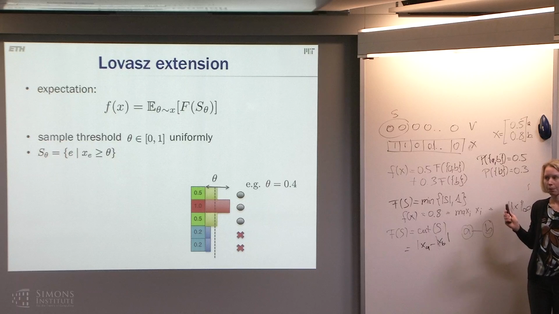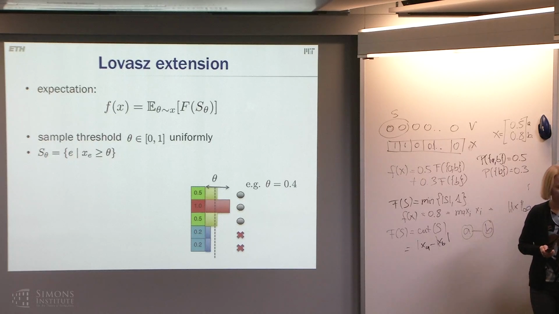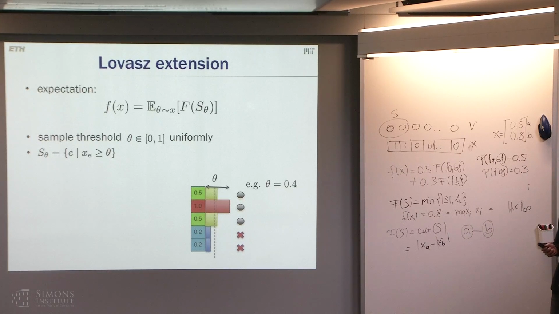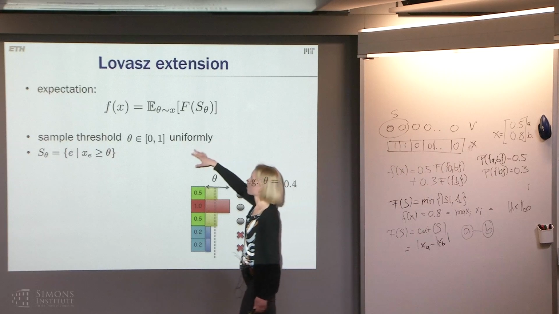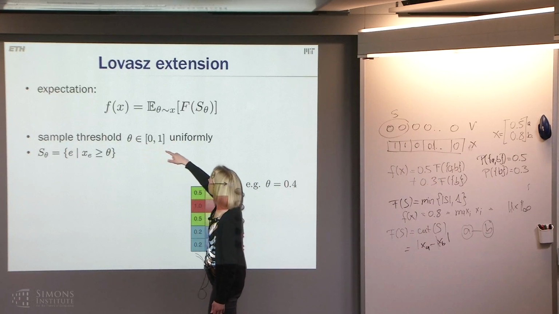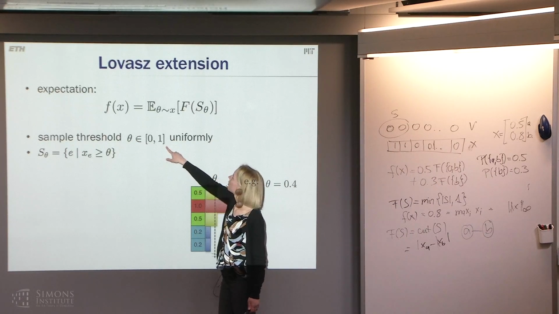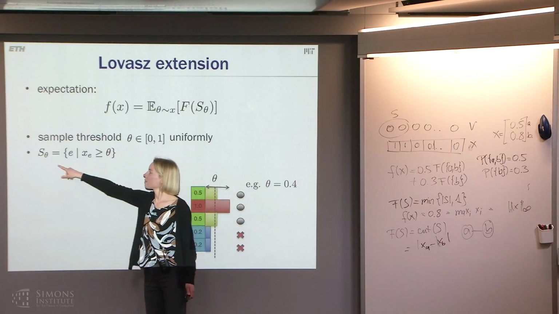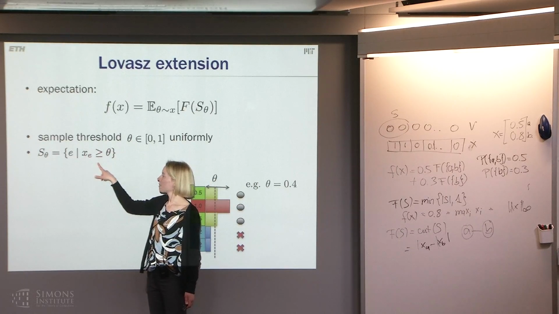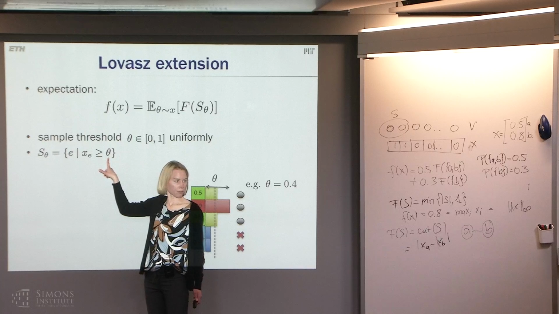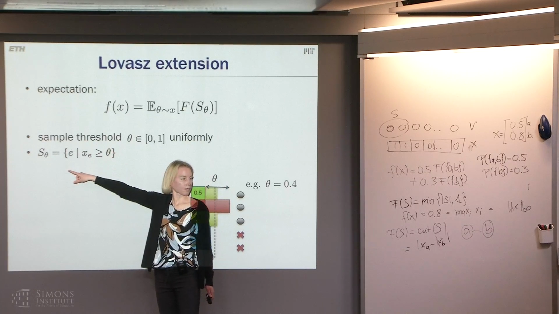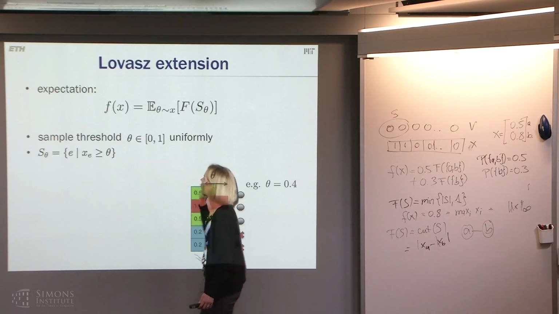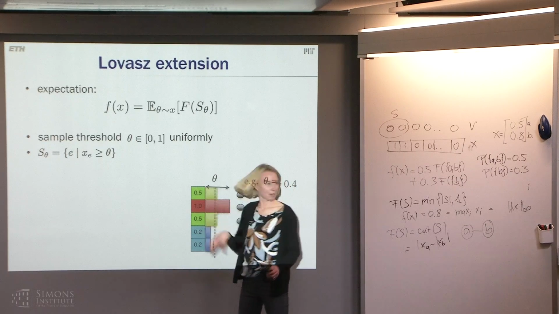Any questions so far? Yeah. Can you explain the notation expectation with the subscript? Oh, okay, this is a bit low. Basically what this means is expectation over the randomness in theta. So you pick theta between 0 and 1, and then you sample the s theta as taking all the elements that have x values above theta. So that's just the expectation with respect to these s theta sets. Just think about it.